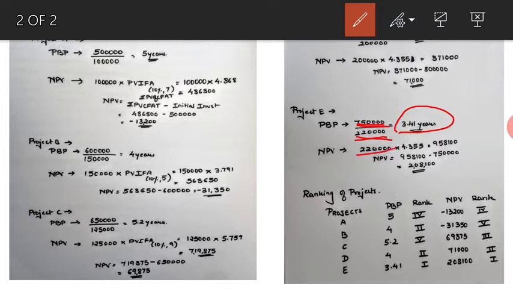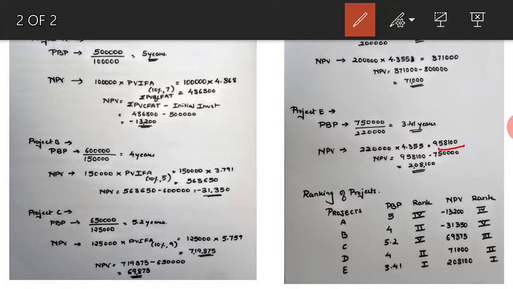Coming to NPV, the annual cash flows is 2,20,000 into present value interest factor annuity at 10% for 6 years, because the life of this project as well is 6 years. So the present value interest factor for 6 years at 10% would be 4.355. So 2,20,000 into 4.355 gives you 9,58,100. So 9,58,100 is your summation of present values of cash flows after tax.